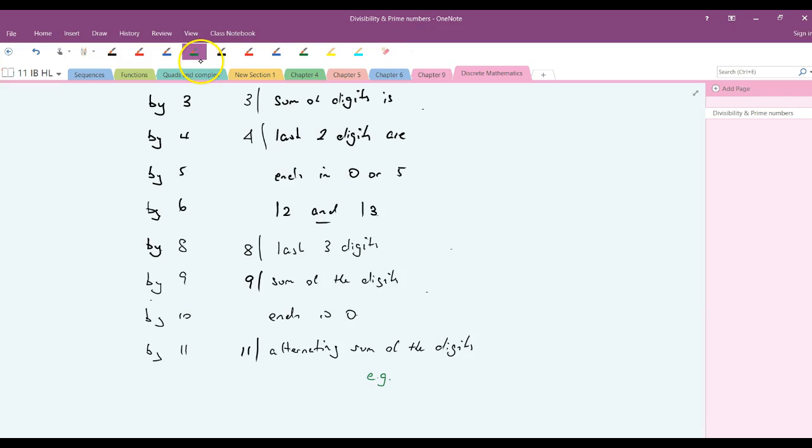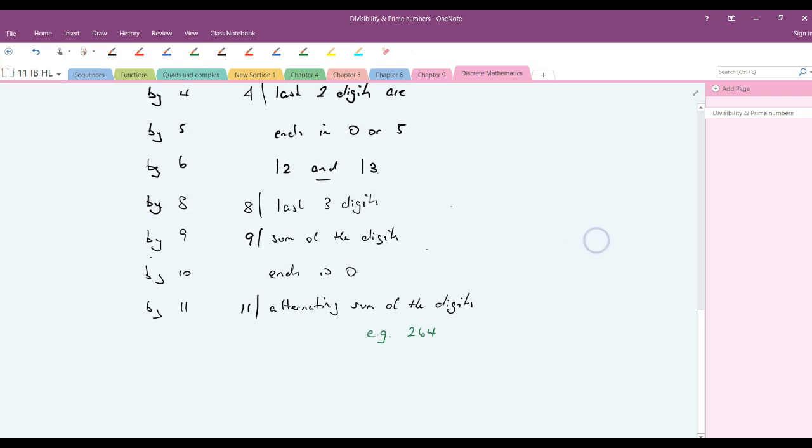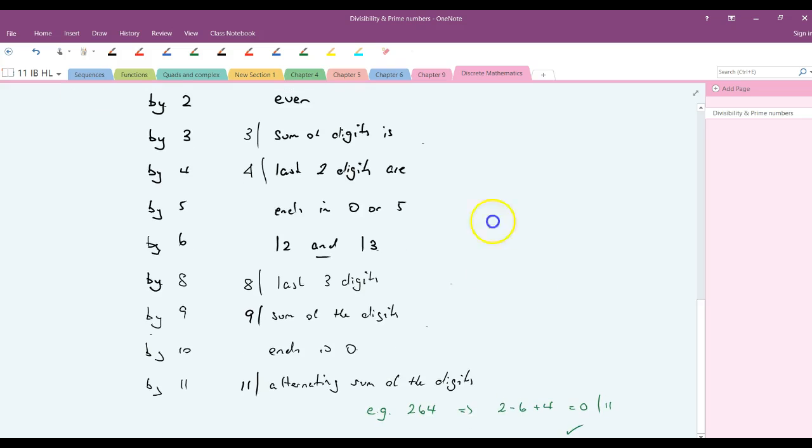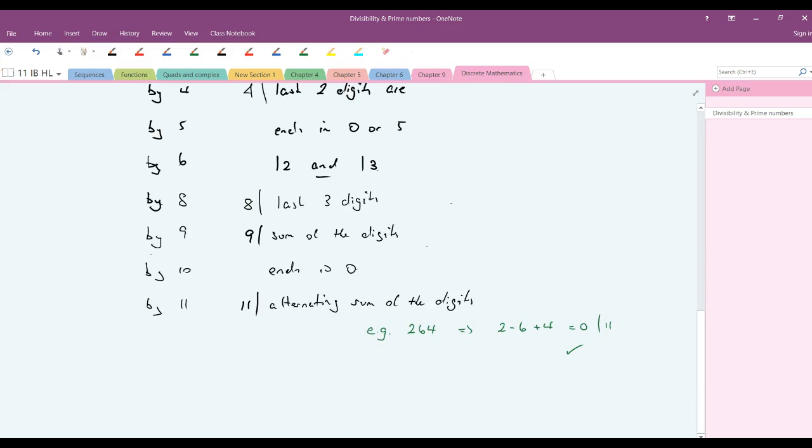So I was about to have a look at an example here of, say, 264. Then to test for divisibility by 11, we start with 2, we subtract 6, and we add 4. That equals 0, which does divide 11 0 times. So therefore 264 is divisible by 11. So just to get the order right there. Okay, so some divisibility tests.